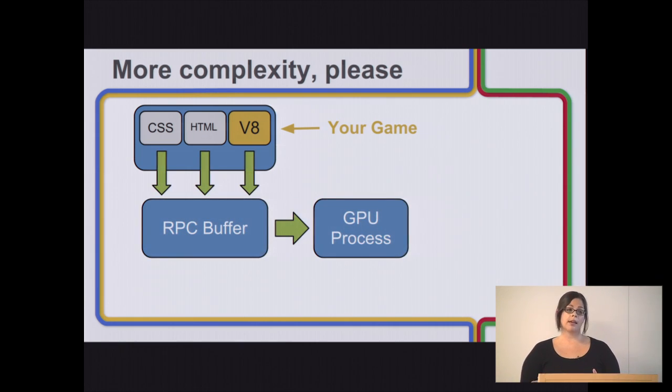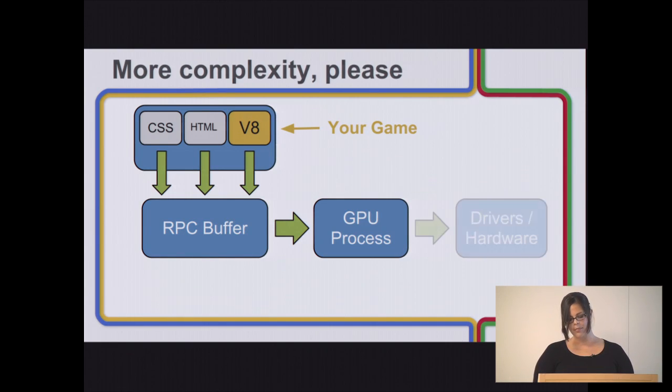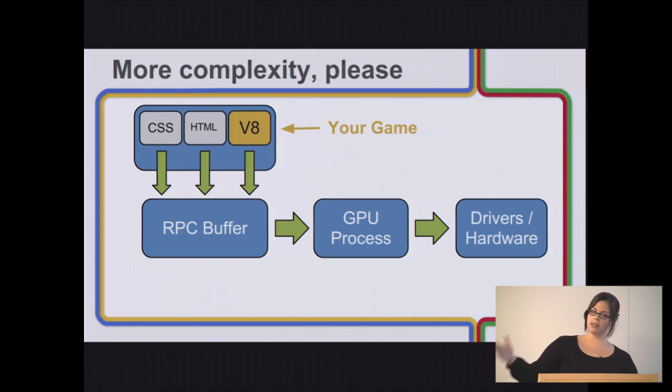When they want to render things, any one of those things can send commands on this RPC buffer to the GPU process. All rendering in Chrome is done in a separate process entirely, not just a separate thread, a separate process. And it's done in a separate process for security reasons. So this structure is very important to understand because you're sharing this RPC buffer with everything else that's trying to render anything. Then from the GPU process, it'll actually communicate with the drivers and the hardware itself to do the actual rendering.